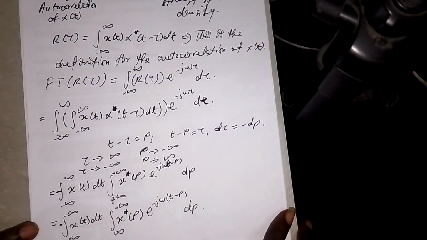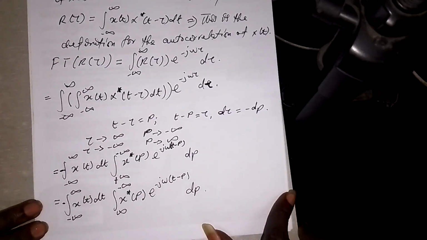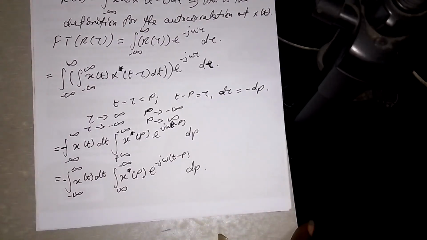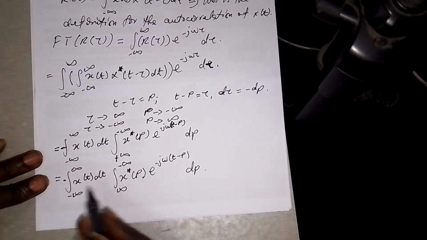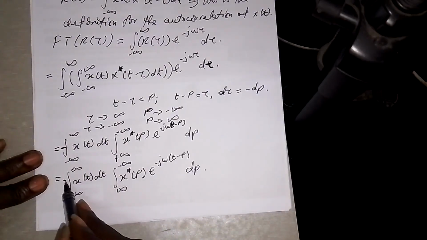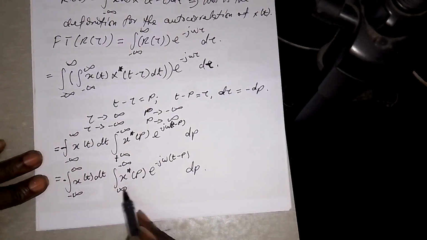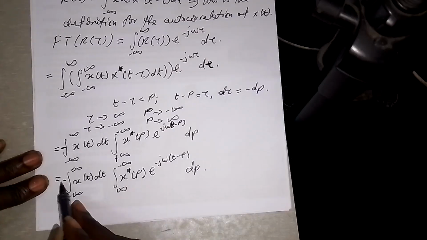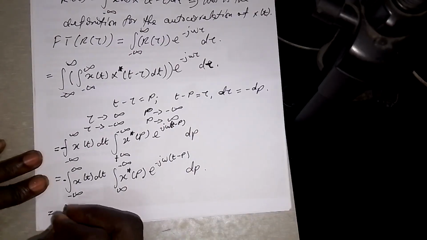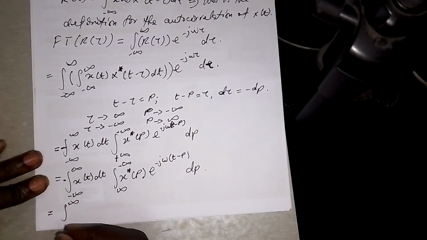Okay, so that is what I'm actually going to have here. Now, you see this negative here. If I change this limit, then this negative must become positive. In that case, the function will still change again into the integral from minus infinity to infinity.